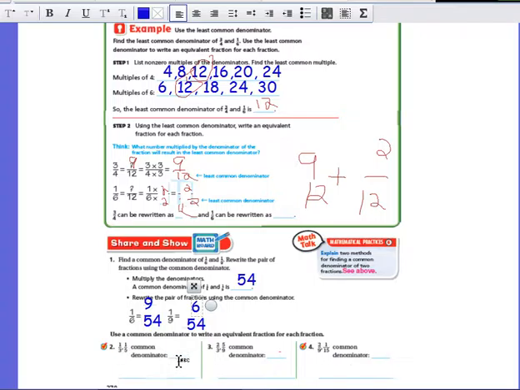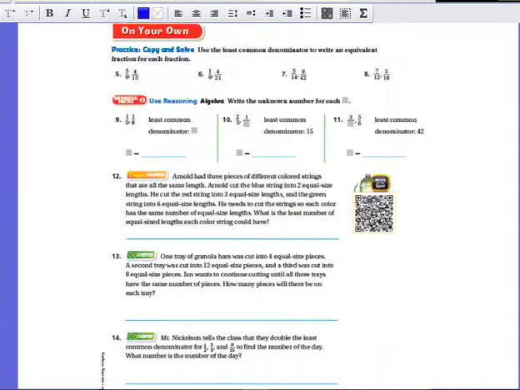Here, my common denominator was 15. 27, and 45. Okay, please do this page on your own or with your partner, that's fine with me.